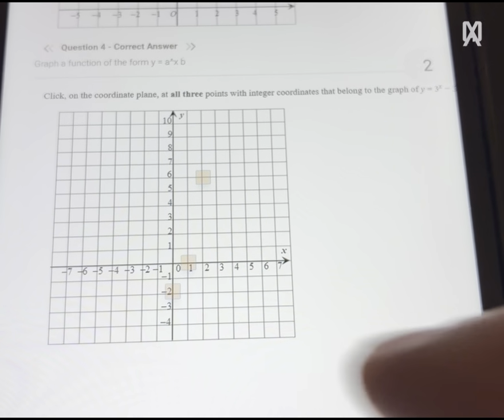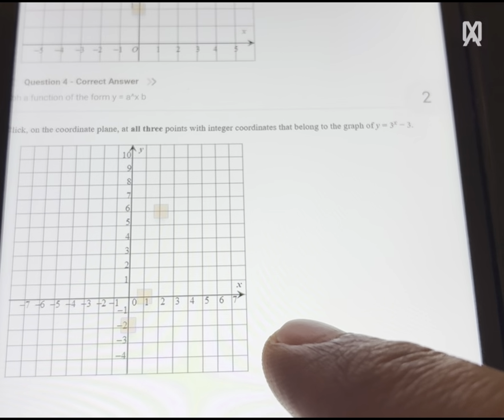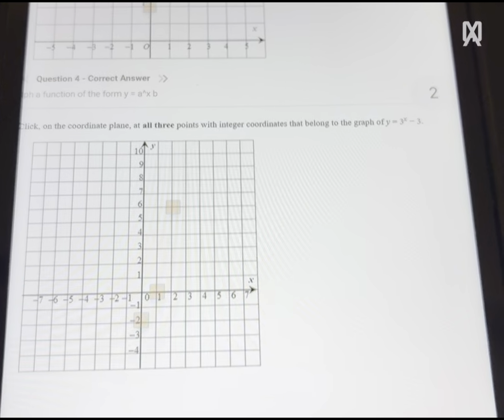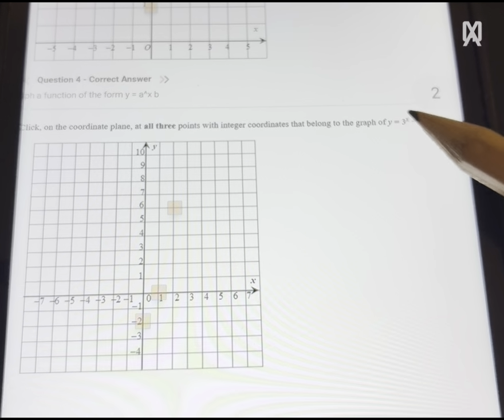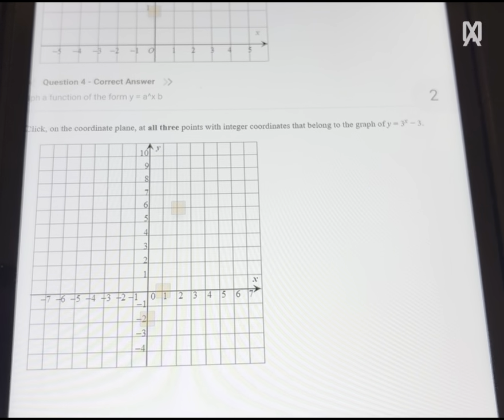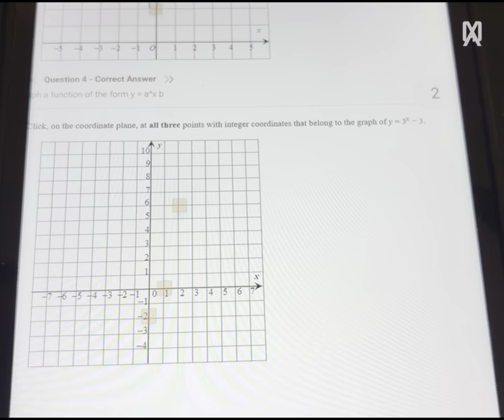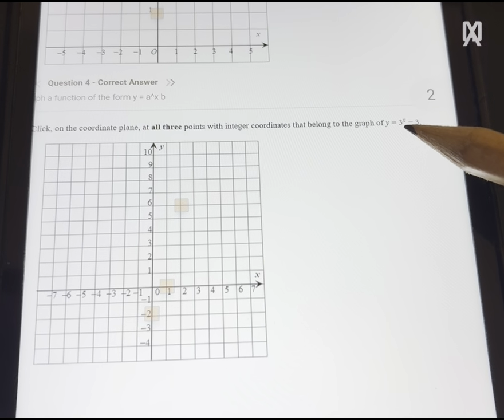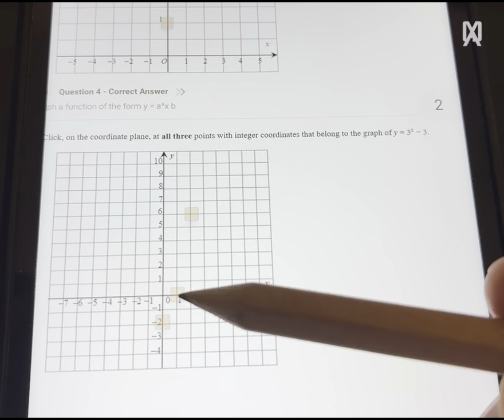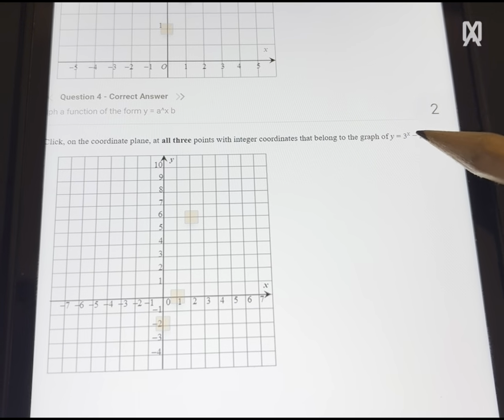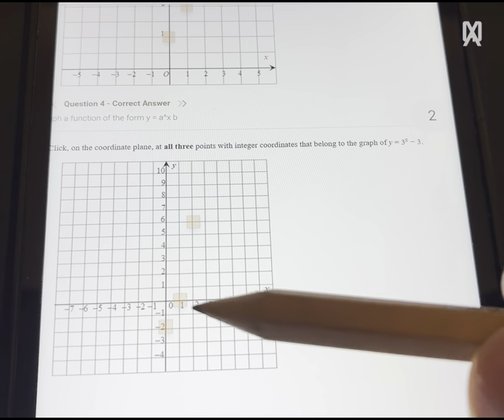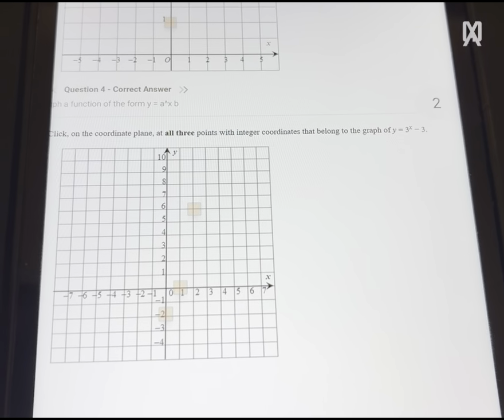Question 4 is the same. He wants to draw y is equal to 3 to the power of x minus 3. So when x is 0, this is 1 minus 3, so minus 2. So 0 and minus 2. When x is 1, 3 minus 3 is 0. So 1 and 0. When x is 2, it will be 9 minus 3, so 6. 2 and 6.